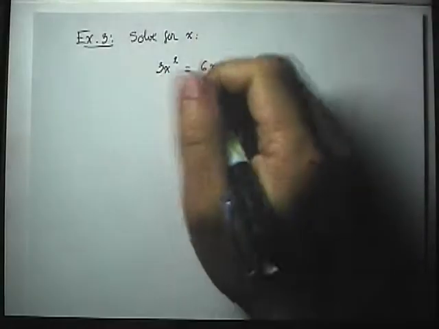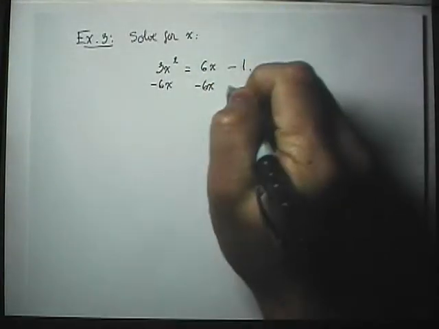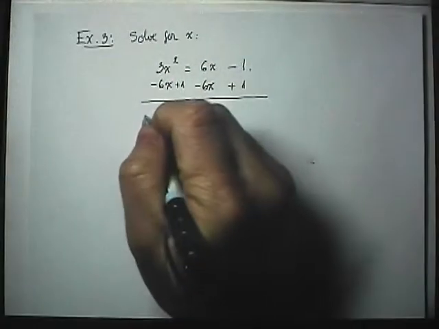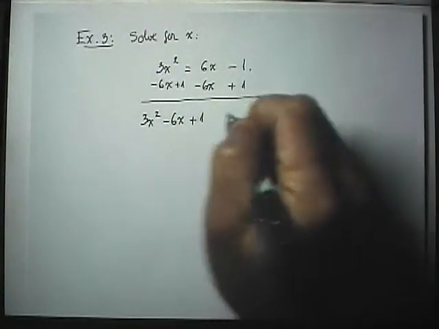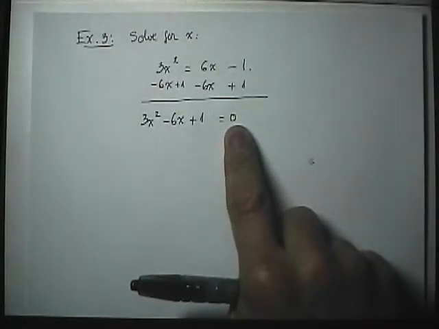So what I need to do is subtract 6x from both sides, and also add 1 to both sides. Doing that results in 3x squared minus 6x plus 1 equals 0. At this step, my equation is back in the general form, which makes it ready to use the quadratic formula.